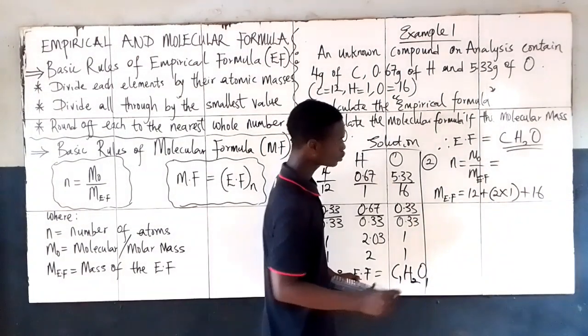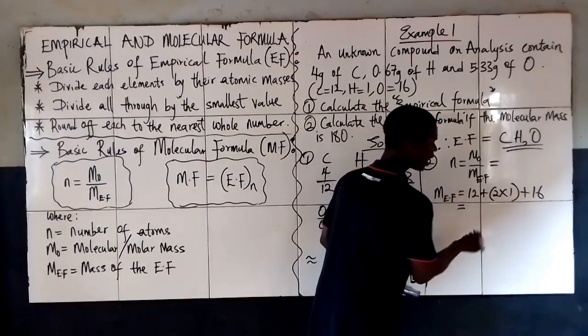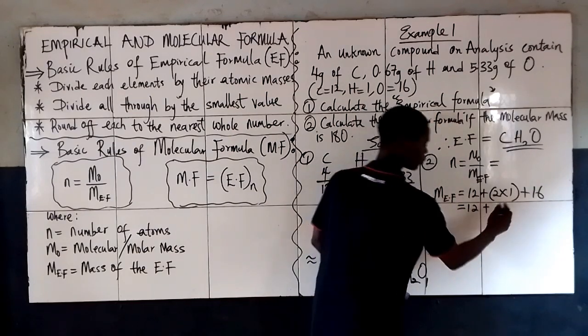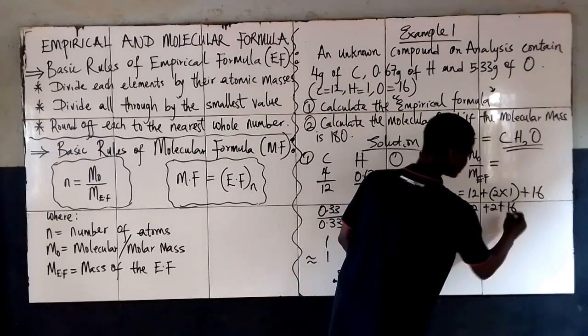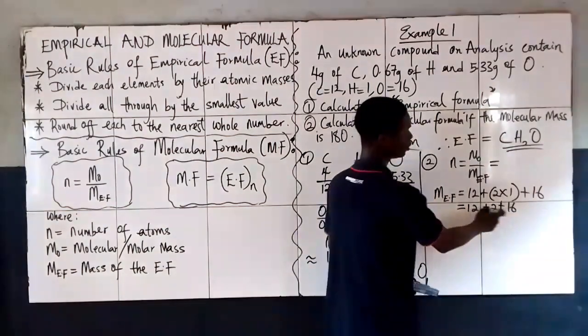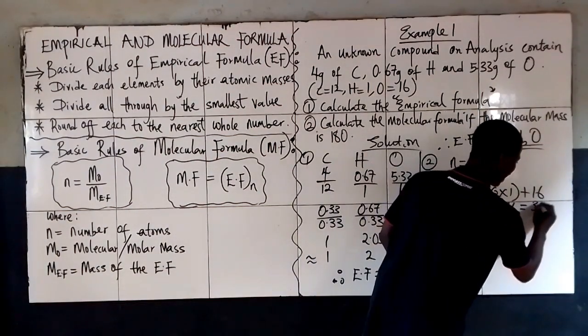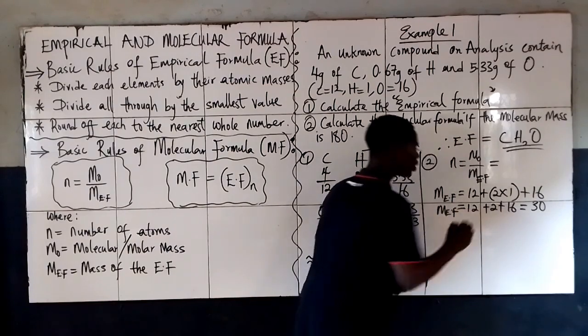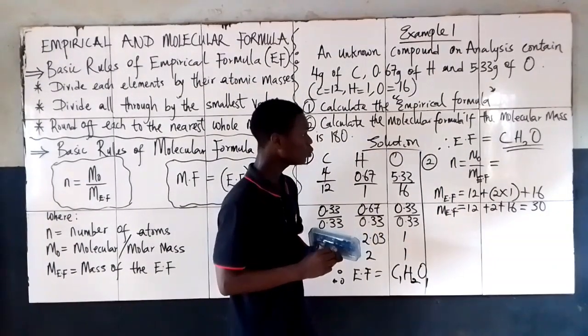16, is it not? So if you do this together, you will have 12 plus 2 times 1, which is 2, plus what? 16. So 12 plus 2 is 14. 14 plus this is what? 30. So the MEF of this unknown compound is what? 30. Is it not?